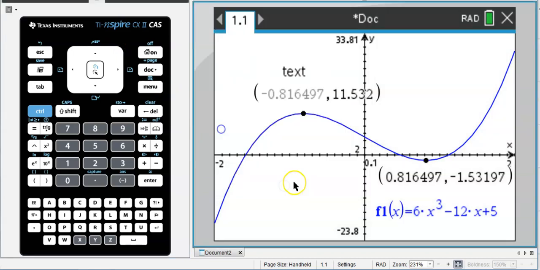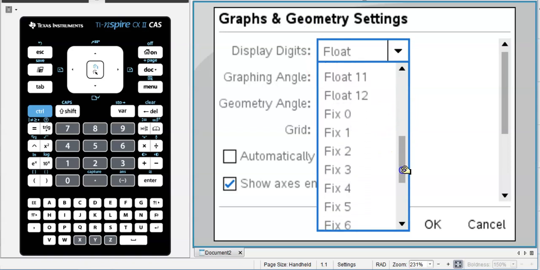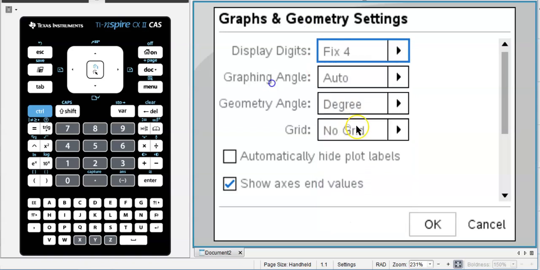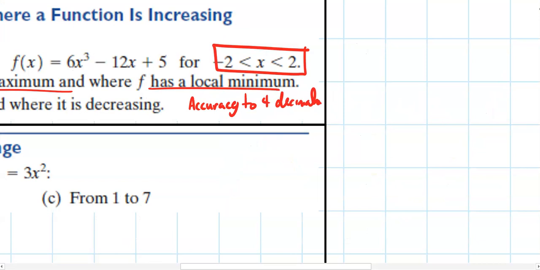We could round to the 4th decimal place from here as needed. But I'm going to jump into the menu and choose the settings one more time. And let's see what happens if we scroll down just a little bit more to the bottom to where the fix options are. We can choose fix 4 and press OK. Now what this will do is it will force the calculator to display 4 decimal places to the right of our decimal point, and it'll perform any rounding as needed. So in this case, we can very clearly see that the x values, one's a positive 0.8165 and the other is a negative 0.8165. And then we've got the 2 y values associated with it, all of which have been rounded to the 4th decimal place.